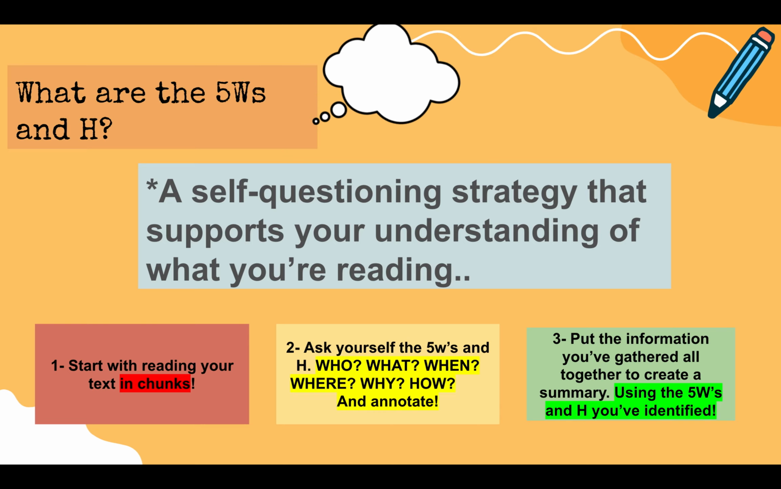We're going to start by reading one of our texts from Passport to Social Studies in chunks. So we're only going to do a small part of it. While we read, we're going to be asking ourselves who, what, when, where, why, and how. And as we respond to these questions within ourselves, we're going to take notes or annotate for that information. And finally, we're going to use that information from the 5 W's and an H that we've identified and put it all together to create a summary.